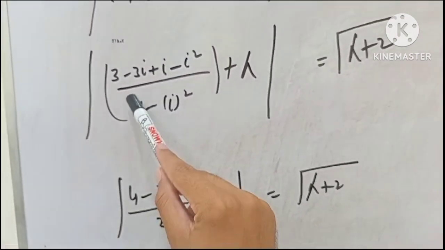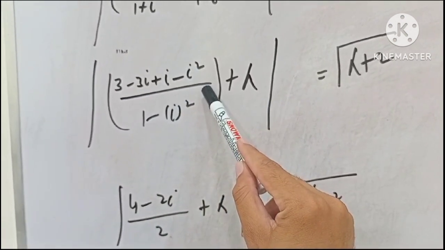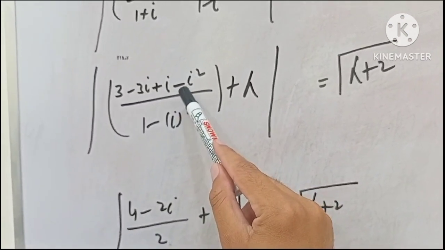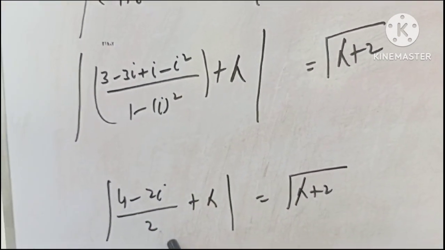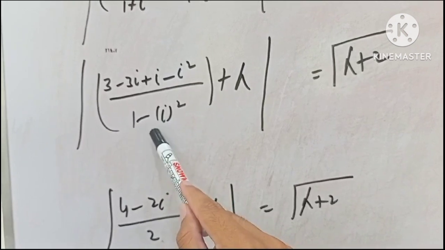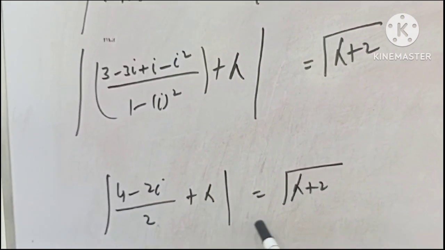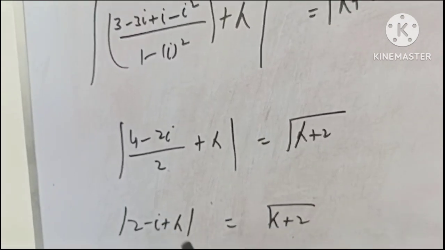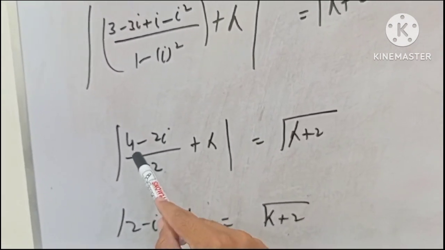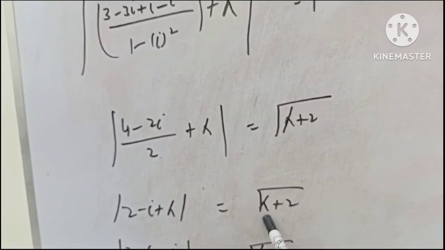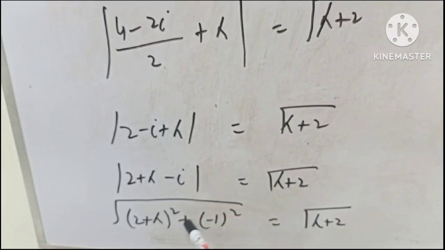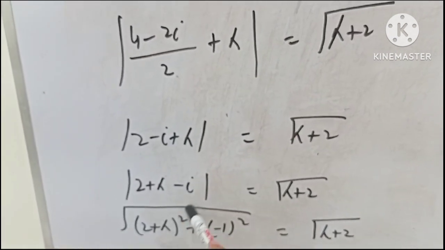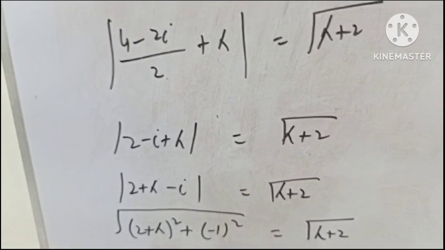Now the value of i², as we know, is minus 1, so minus 1 into minus gives plus 1, and the numerator becomes 3 plus 1, 4, minus 3i plus i, minus 2i, over i² value minus 1 minus plus, 2, plus lambda is equal to |lambda plus 2|. Taking 2 common and cancelling with 2, here remains 2 minus i plus lambda is equal to lambda plus 2. Now taking the mod: real part squared plus imaginary part squared, real part 2 plus lambda, imaginary part 1 minus 1, so taking its square, the right hand side remains as such.